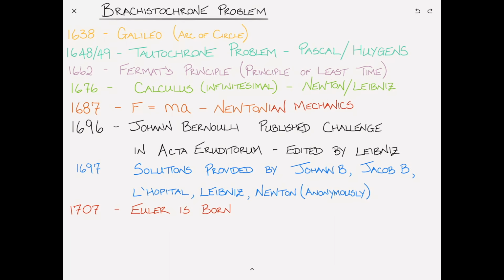Euler is Swiss and is obviously influenced by the Swiss mathematicians. And in 1726, Euler completes his PhD. And who is his advisor? Johann Bernoulli. His PhD deals with the propagation of sound. It's actually not at all related to the Brachistochrone problem. But then in 1733, he starts working on the Brachistochrone problem.